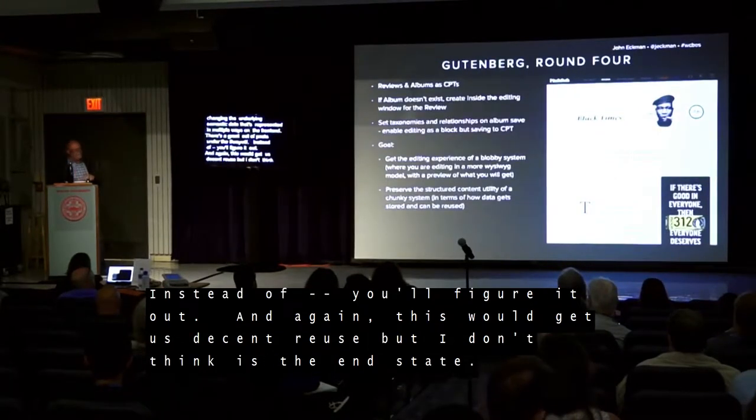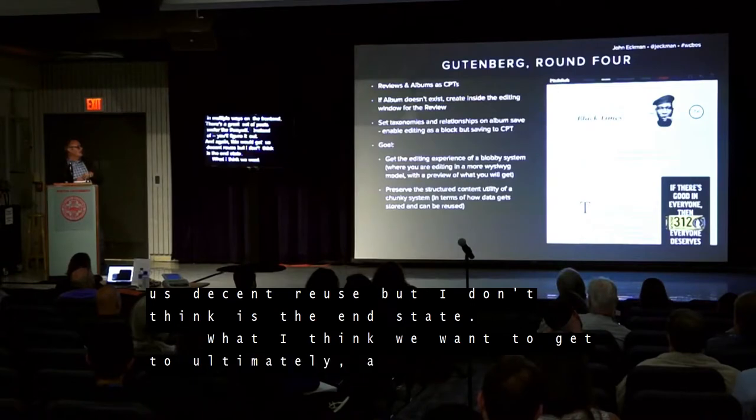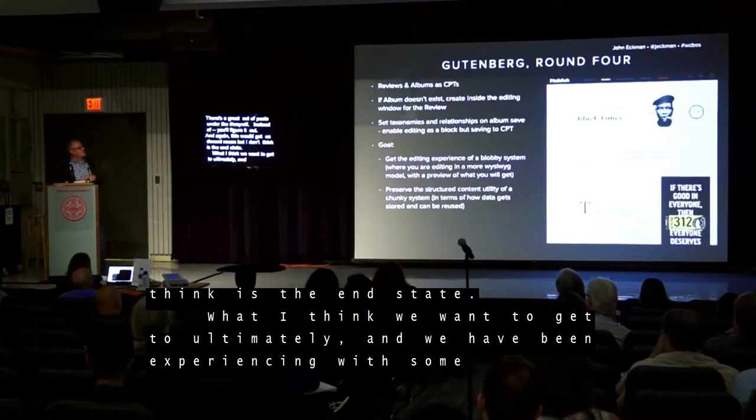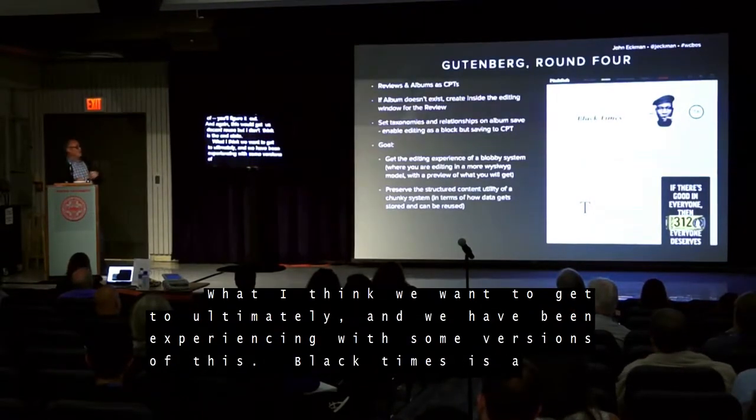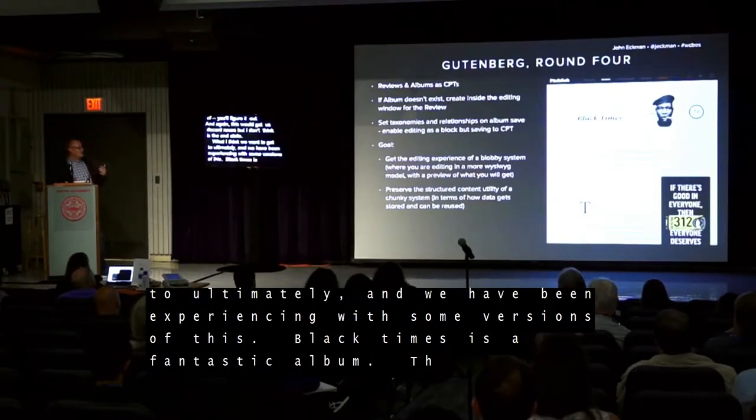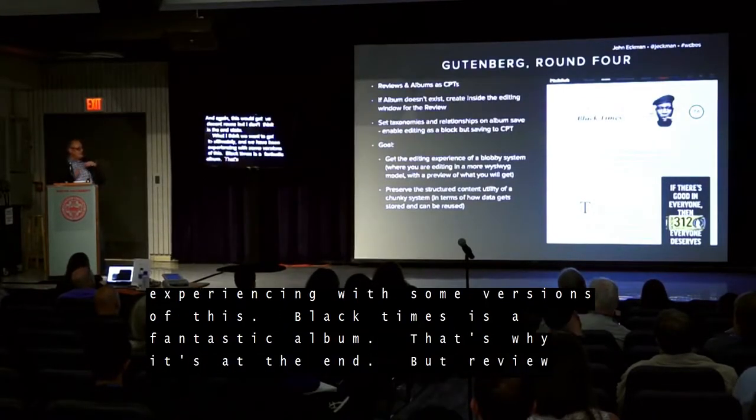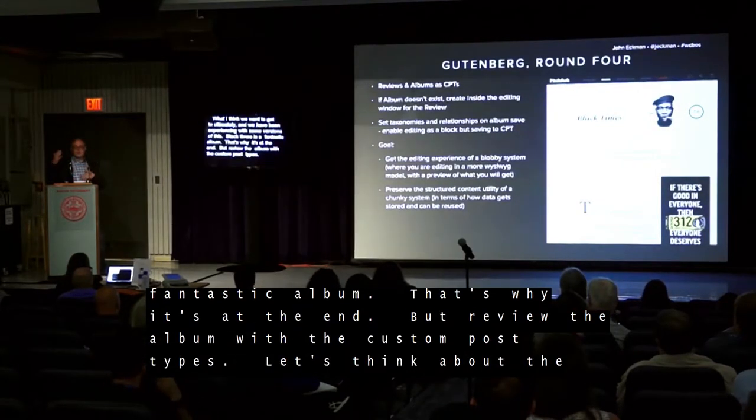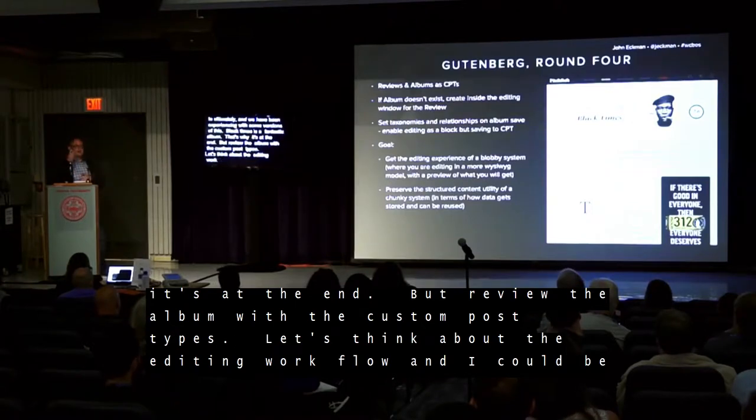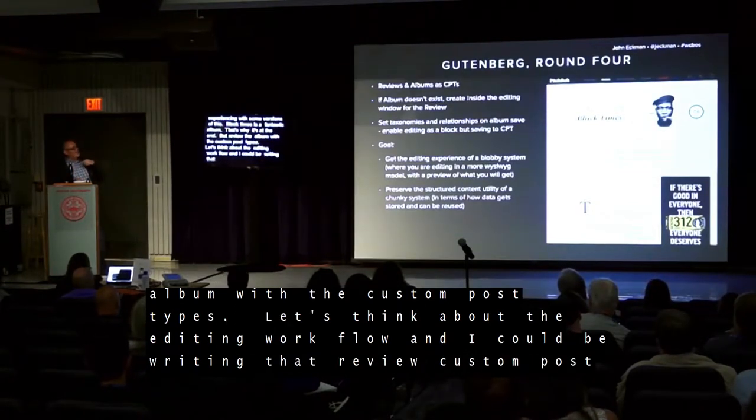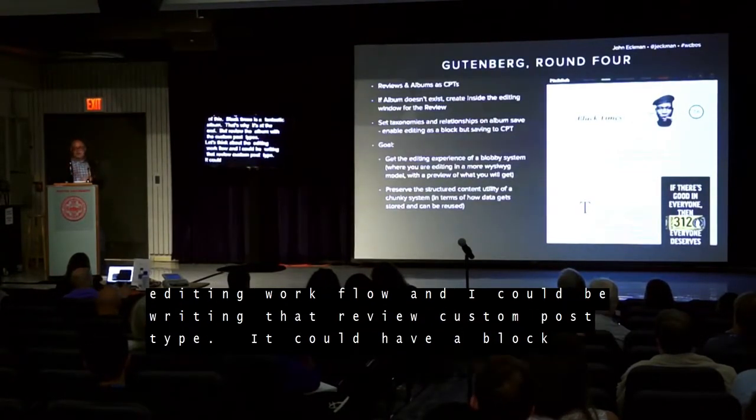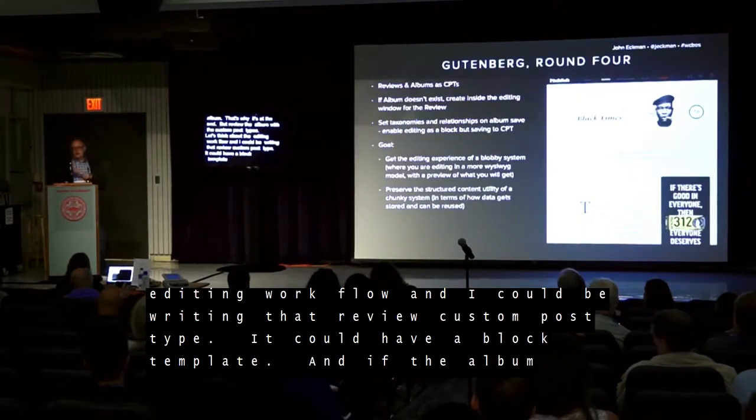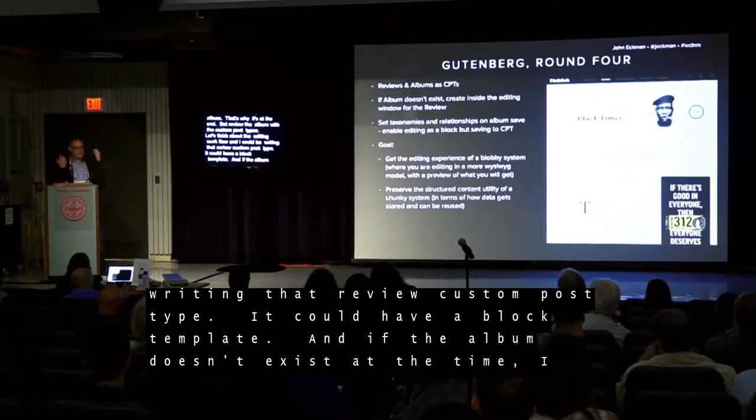So what I think we want to get to ultimately, and we've been experimenting with some versions of this. Black Times is a fantastic album, that's why I put it at the end. Reviews and albums both as custom post types. But now let's think about the editing workflow, and let's think about, I could be writing that review custom post type. It could have a block template. And if that album doesn't exist at the time that I'm trying to edit it, I can create it in the background. REST API, right?